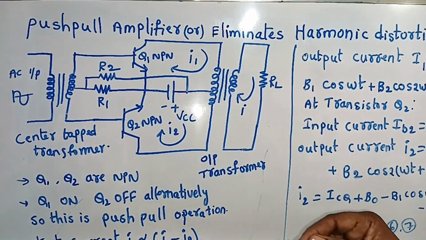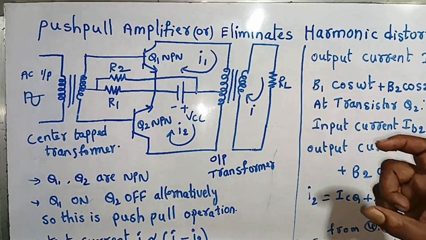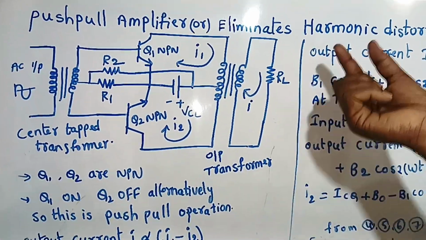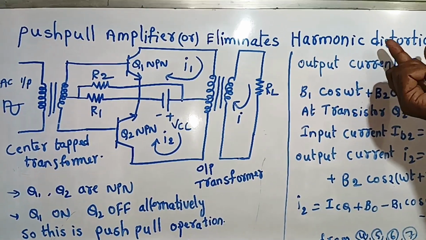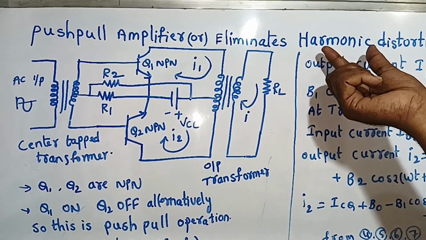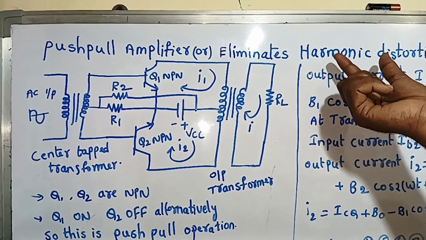Normally in power amplifiers, because of non-linearity, there will be some distortion. That is called harmonic distortion. This plays a major role in power amplifiers.